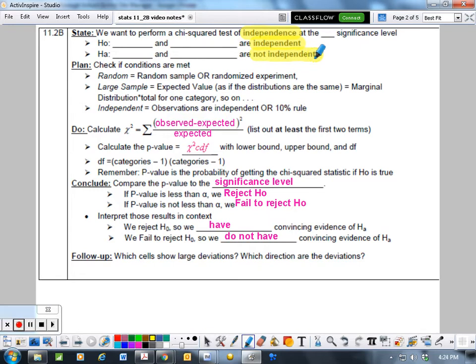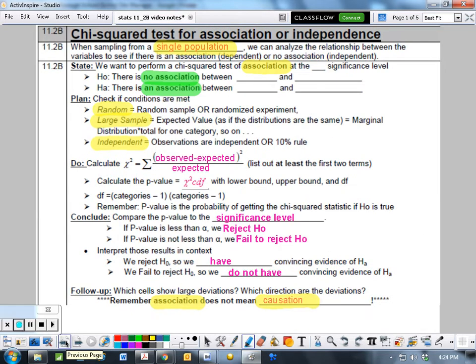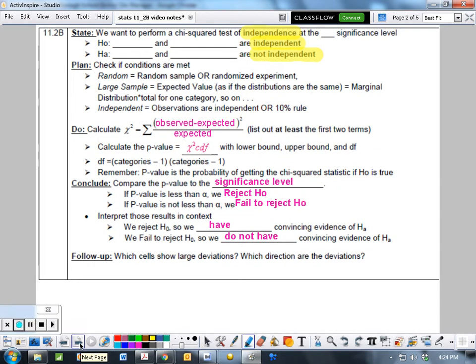It throws people off because on association, we put no association in the null. This one we do independent, not independent. But the idea behind association and independence stays the same. So our null is there is no relationship, there's no effect to probability, and then our alternative should be there is a relationship, there is an effect of probability. Everything else is exactly the same. It's the way we worded it at the top and the way we sampled our data.